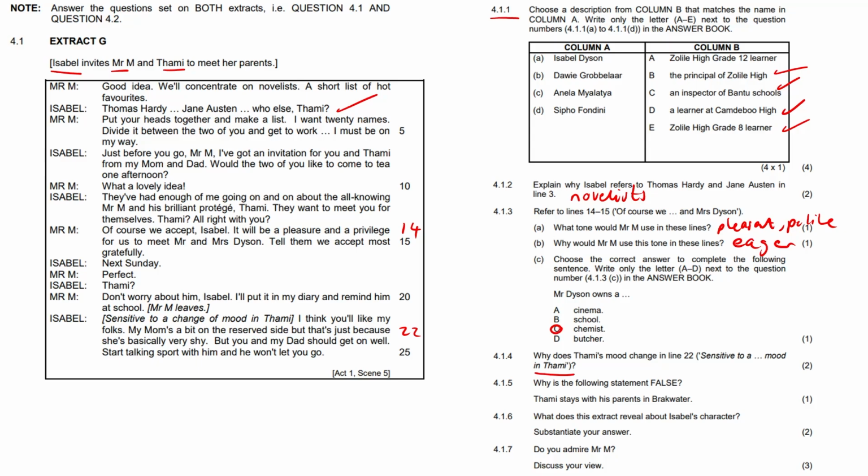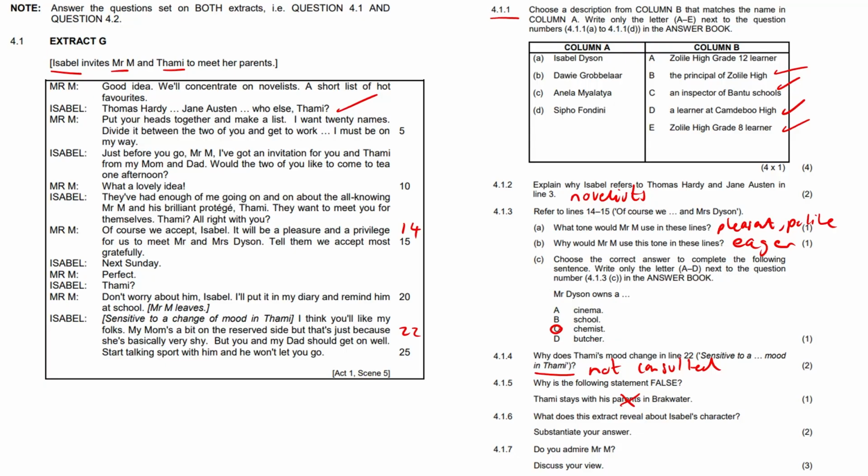The reasoning for his change here is because Mr. M once again makes a decision without consulting Tommy. So he's not consulted by Mr. M, and you can kind of feel this growing sense of animosity between the two of them. Why is the following statement false? Tommy stays with his parents in Brakvater. That is false because he doesn't stay with his parents. He actually stays with his grandmother and married sister in Brakvater. So he stays with Gogo. And where do his parents actually live? They live in Kapstad. They live in Cape Town.